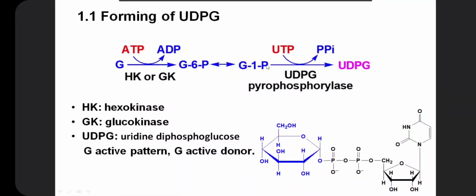And then next, the glucose-1-phosphate is converted into the activated form, UDPG. You should remember, UDPG means the uridine diphosphoglucose. And UDPG can act as an active donor of glucose in the glycogenesis. And in glycogenesis, UDPG is made by a reaction between UTP and glucose 1-phosphate. And the enzyme for this reaction is called UDPG pyrophosphorylase.